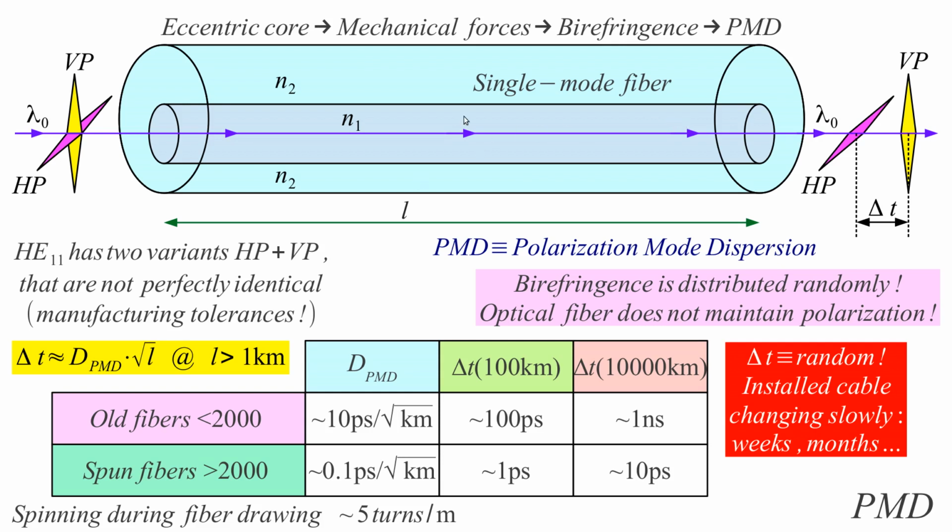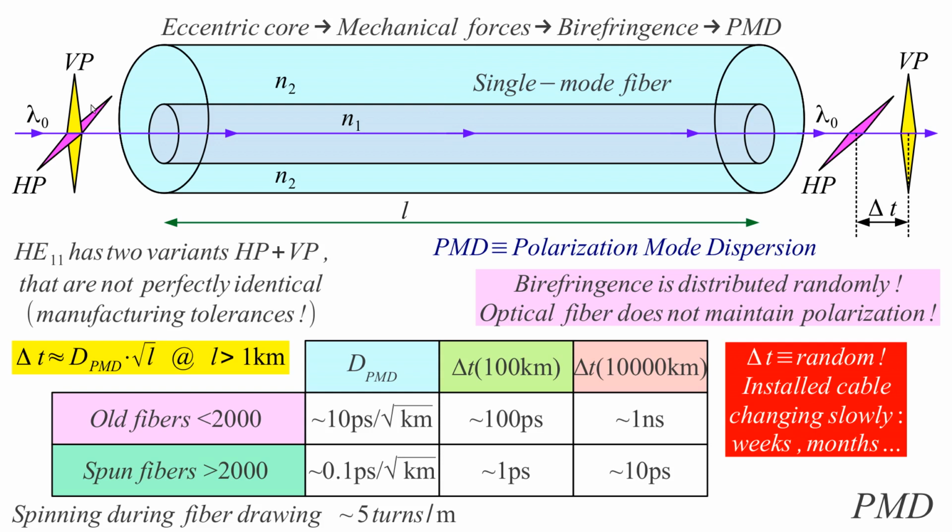transmission line, our single mode fiber, is really a two-mode fiber. We have two orthogonal modes, maybe horizontal and vertical polarization, maybe any other orthogonal couple of polarizations. And these two polarizations do not have equal speed due to manufacturing tolerances. The most usual problem is that the core is eccentric. An eccentric core produces mechanical forces, and these non-centric mechanical forces cause birefringence, and birefringence causes polarization-mode dispersion.